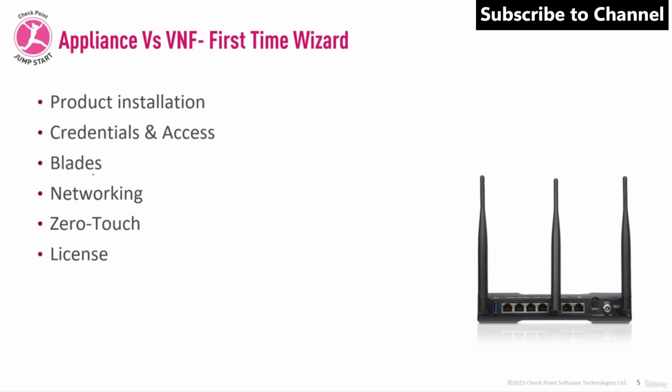First-time wizard is something you'll need to do on both appliance and VNF. This is the product installation, so you'll select if you want to manage this device directly or maybe from a dedicated management server. You'll set up the credentials and access to the device. You'll enable the blades you want to have. Networking settings, for example, if you want to get an IP using DHCP, or maybe you're going to add it statically, and so on.